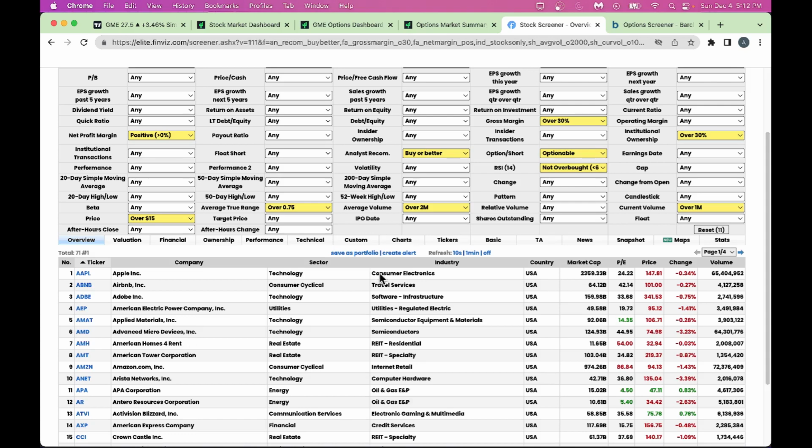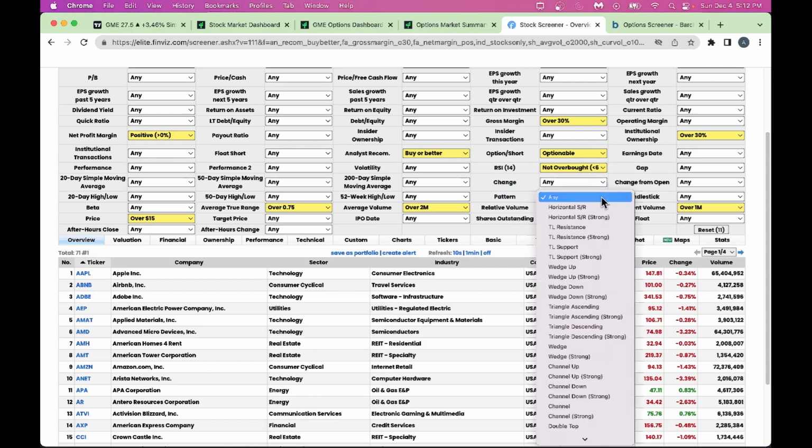So this is where Finviz has great things here. You could look at chart pattern. Look, we got a pattern right here. So you could go into pattern. For example, you are trying to buy a call option. That's why we chose not overbought here. We want to buy a call option. So what you could do is go into this chart pattern and go into strong support.